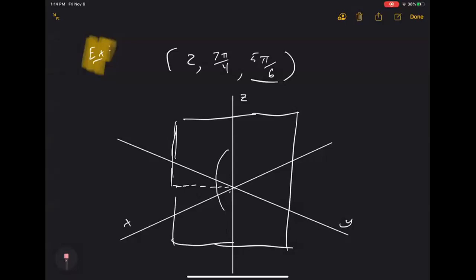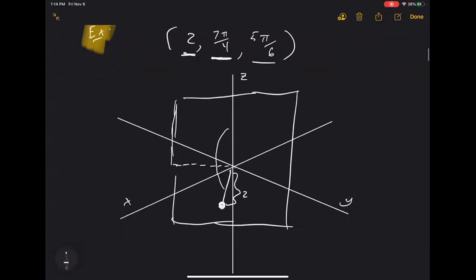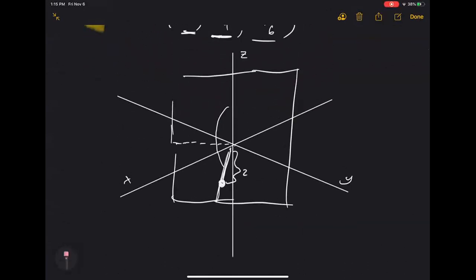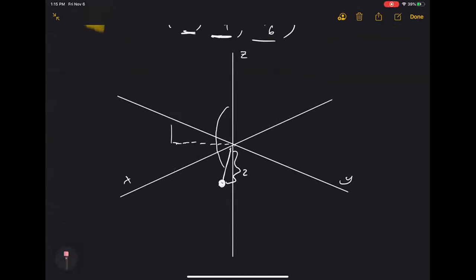So think about it like this: theta gives you this plane that you're working with, and then 5 pi over 6 gives you the angle that you're going to be along in that plane. And then how far down that line do we move? We move 2 units. So my point should be here. There we are.